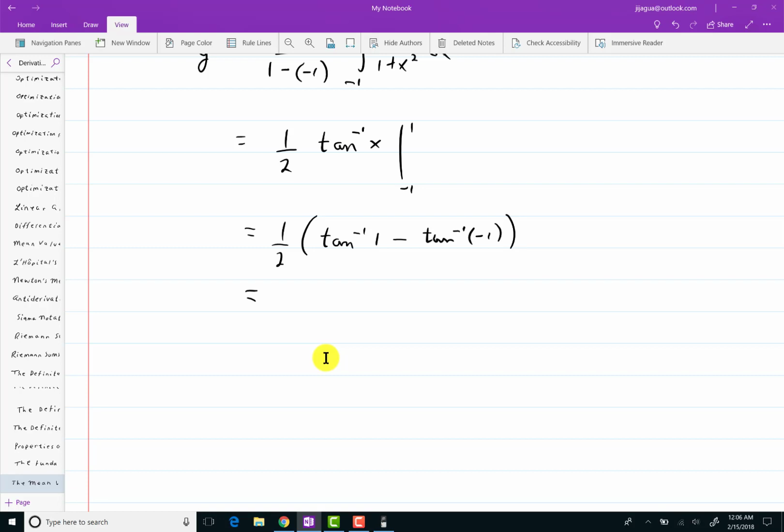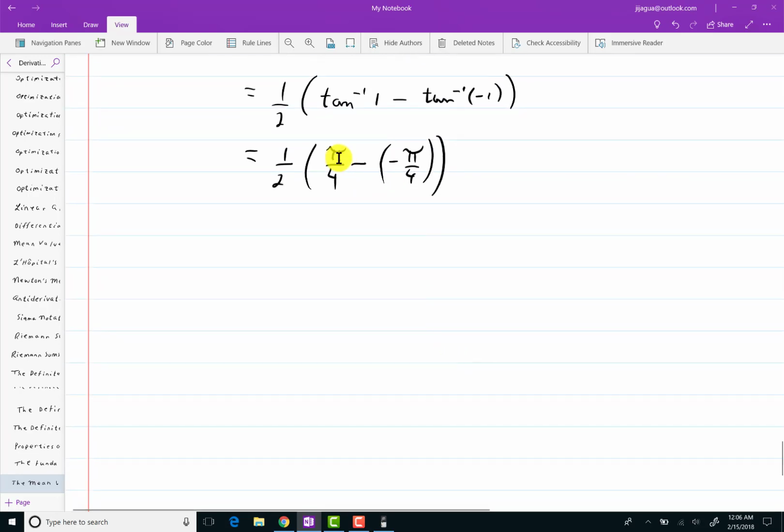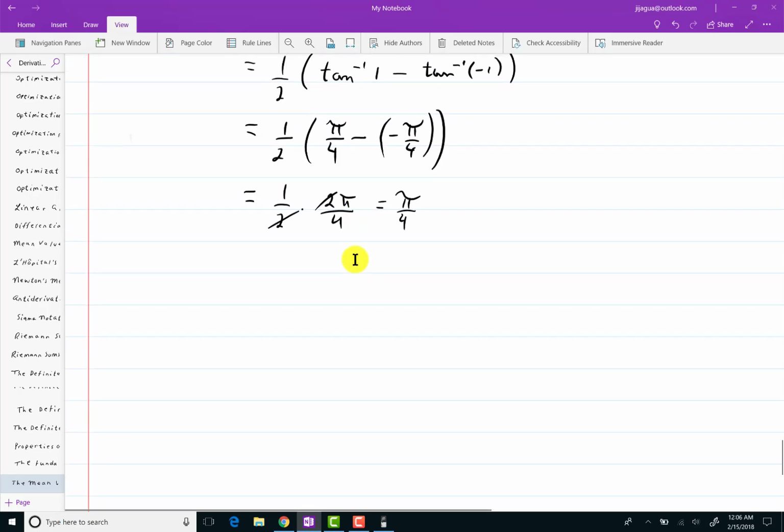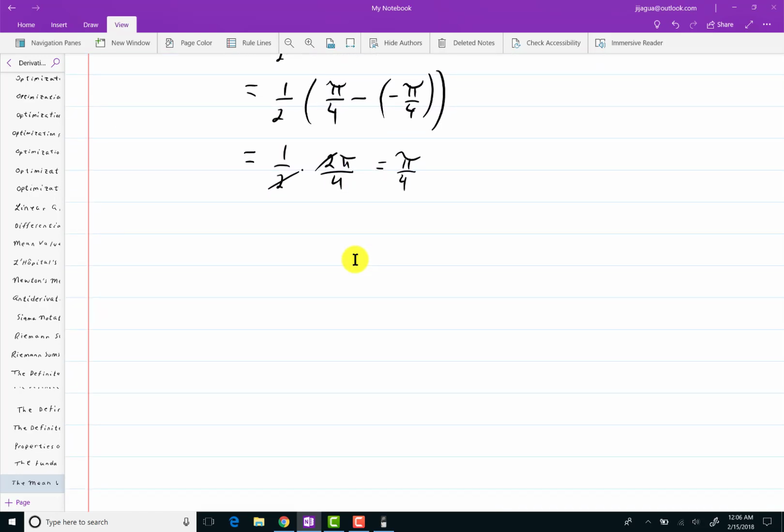And I end up with 1/2 times tan inverse of 1, which is pi over 4, minus tan inverse of negative 1, which is negative pi over 4. It looks like I'll have 1/2 times 2 pi over 4, which equals pi over 4. And pi over 4 is about 0.785. So that definitely is in the open interval from -1 to 1.